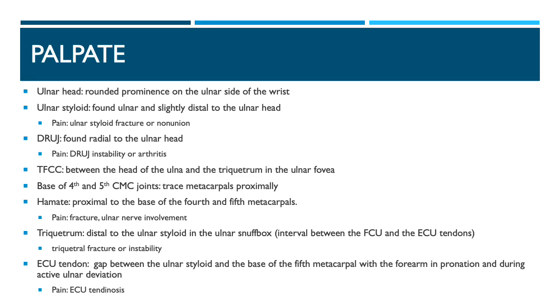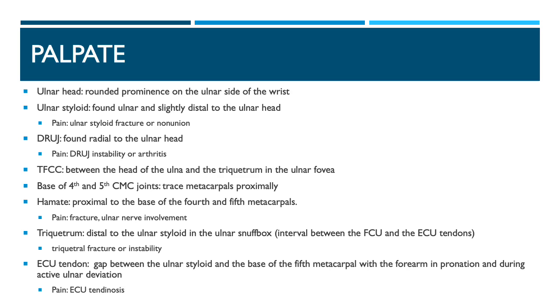The base of the fourth and fifth CMC joints can be found by tracing the metacarpals proximally. The hamate can be palpated proximal to the base of the fourth and fifth metacarpals. Pain here can indicate a fracture or potential ulnar nerve involvement. The triquetrum can be palpated distal to the ulnar styloid within the ulnar snuff box. It's in that interval between the FCU and the ECU tendons on the side aspect of the wrist. Pain here can indicate triquetral fracture or instability.